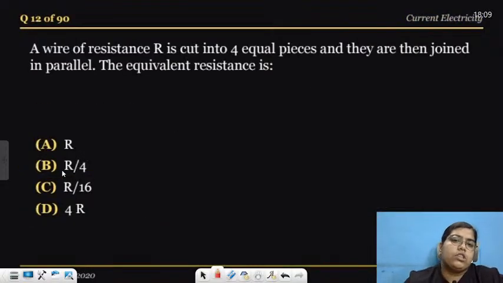Moving forward to question number 12. This is a good question. You can see this question came in the 2020 exam, so you can mark it important. You're given a wire of resistance R. It is cut into 4 equal pieces and then joined in parallel. You have to find the equivalent resistance. Quickly solve this, write the correct option, and post your answer in the chat.